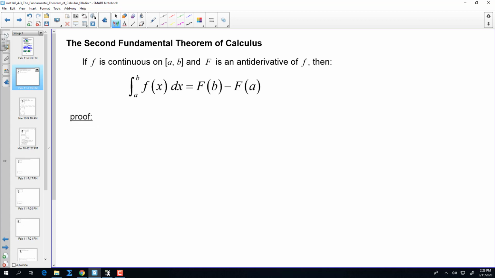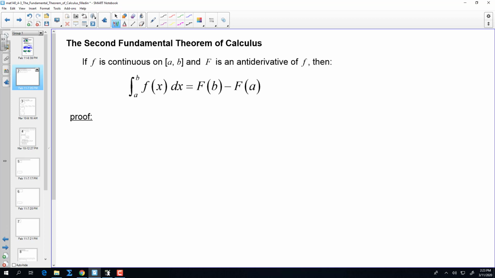We're going to go through a proof, and then we're going to go through some intuition of this, because this is a major result and you really need to understand on a fundamental level how exactly this works. So let's start with a proof.